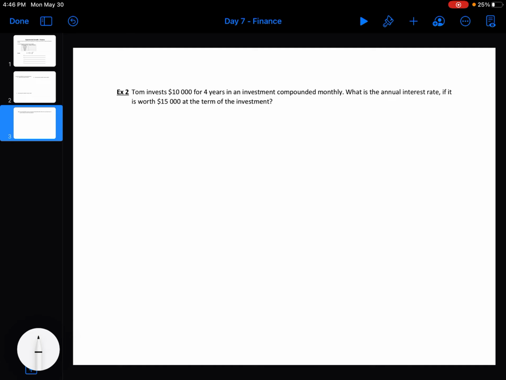Okay, final question. We've got Tom's investing some money. So we know that t is 4 years. We've got compounded monthly, so our n value is 12. We're investing 10 grand, so that's our P value. We want to know it's going to be worth 15,000. And we need to know what the r value is going to be equal to.